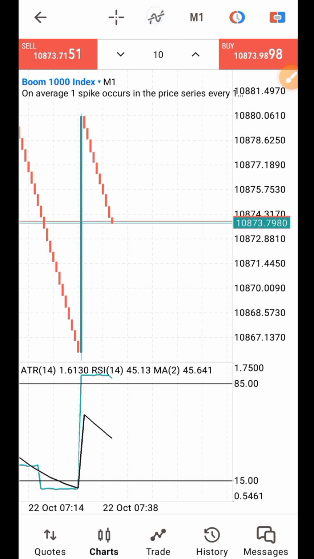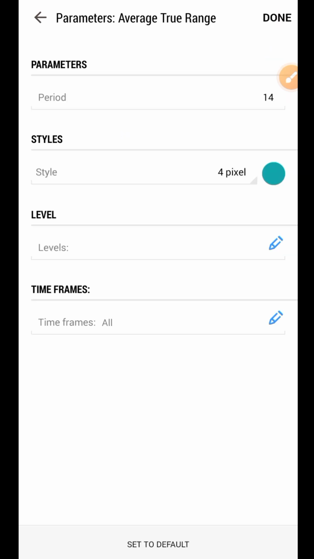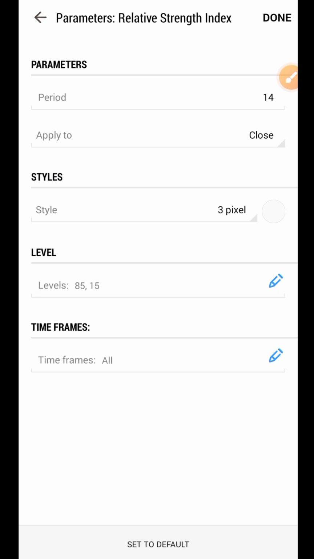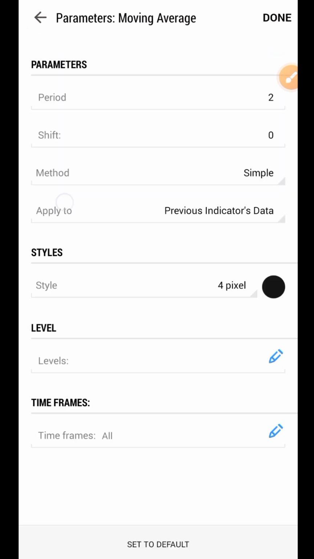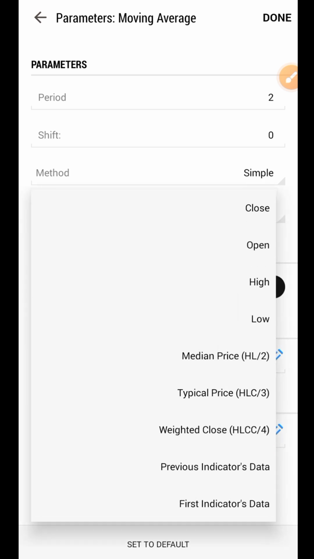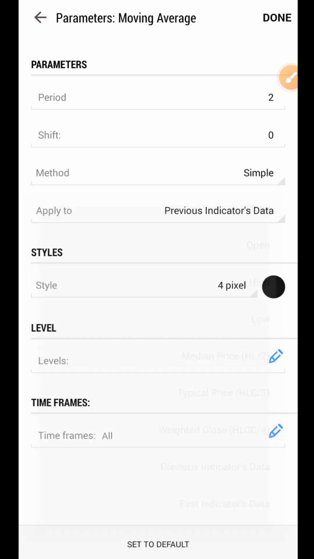Let me show you the settings for this strategy. The ATR is the default setting. You are not changing anything. You can only change the color if you want. The relative strength index is also default setting. The only thing you are changing is the levels 85 and 15. That's all. You can change the style and the color. The last indicator is the moving average with period 2, shift 0. Here you apply to the preferred indicator, that is the ATR settings. Then you click on done after that.